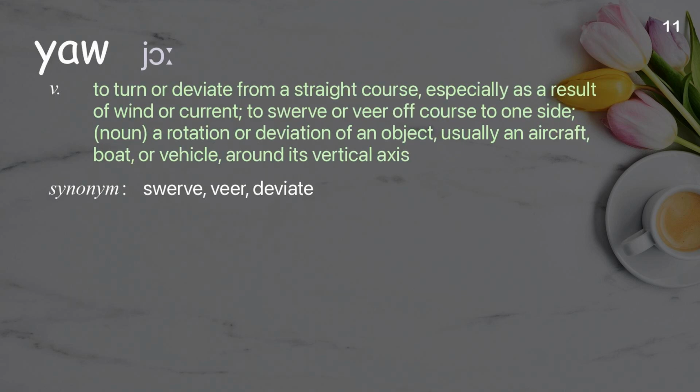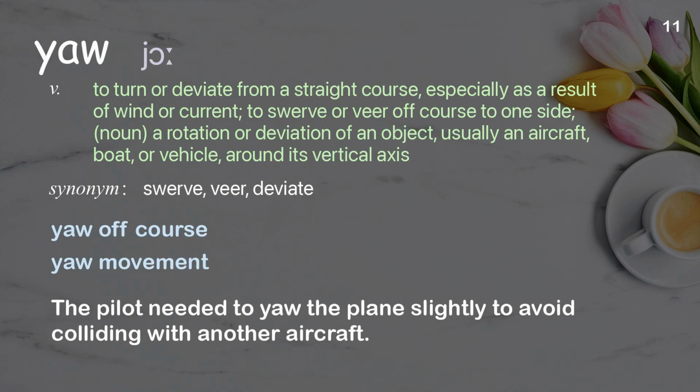Yaw. To turn or deviate from a straight course, especially as a result of wind or current. To swerve or veer off course to one side. Noun, a rotation or deviation of an object, usually an aircraft, boat, or vehicle, around its vertical axis. Examples: Yaw off course. Yaw movement. The pilot needed to yaw the plane slightly to avoid colliding with another aircraft.